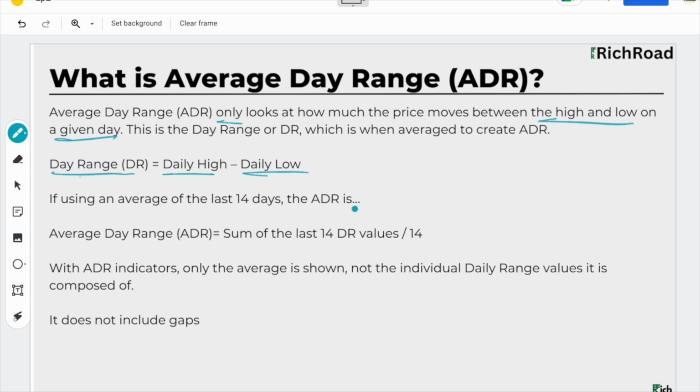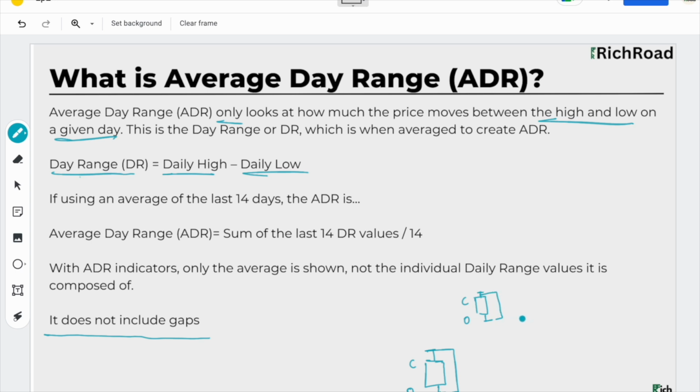Correct? Now, the important thing here to understand is ADR does not include gaps, right? Why is that? Let's understand. Let's say there's a candle like this, which closed here and opened here. What will be the ADR? Simply daily high and daily low. This will be the ADR, right? Let's say tomorrow this happens. Correct? This is the close, this is the open. What will be the ADR? This will be the ADR.